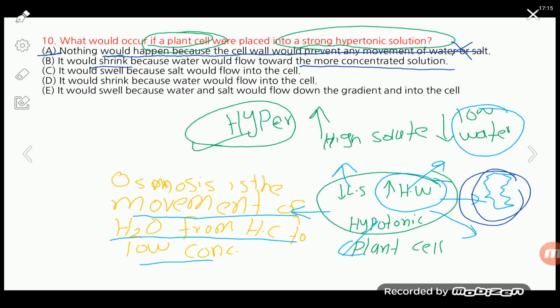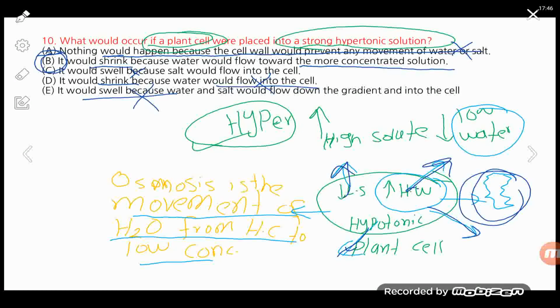Let's read the others, please. It would swell. This is not true. As we said, it was shrinking. It would shrink, yes, it may be, because water would flow into the cell. It shrinks, but water doesn't move into the cell. As we see, water goes out, guys. That's why it's shrinking. So it's not because of water moving into the cell. It would swell. Swelling is not true. It's incorrect. So the possible answer for the question is B.